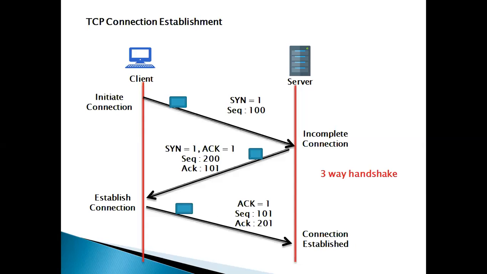Now the last step is step 3. In this final step, the client acknowledges the response of the server by sending the next packet with sequence number 101 and acknowledgement number 201. And finally, the connection is established between client and server, and after that actual data transfer starts. This TCP connection establishment process is also called the TCP three-way handshake.